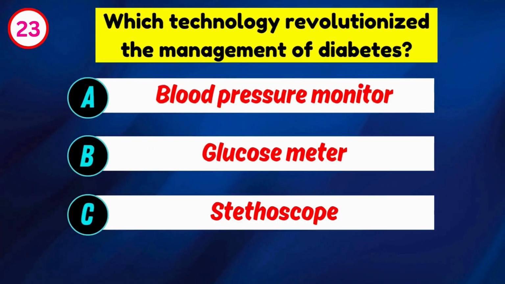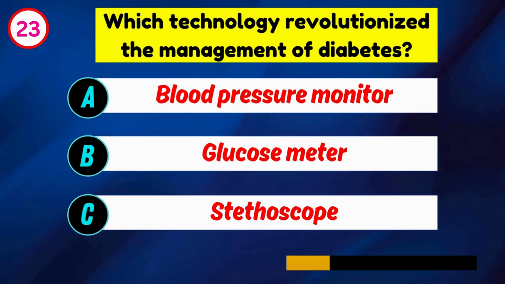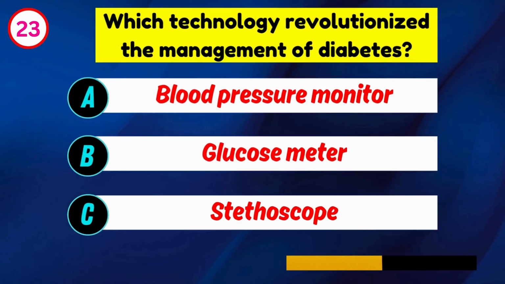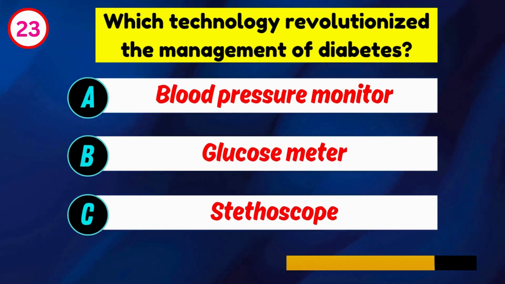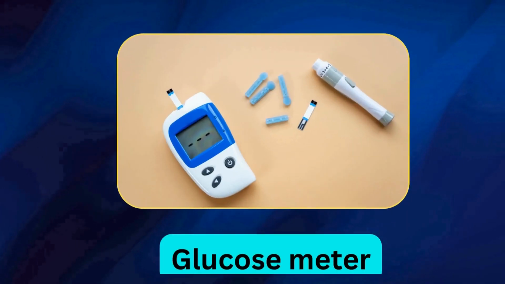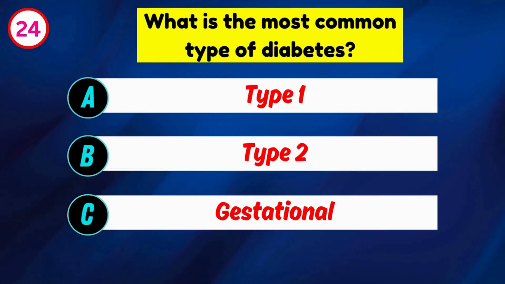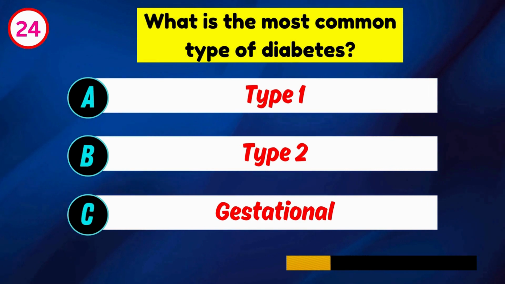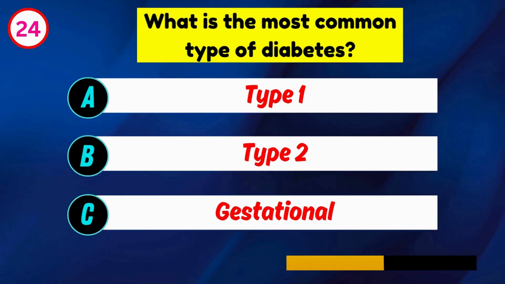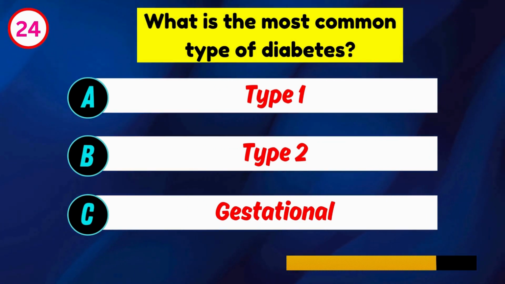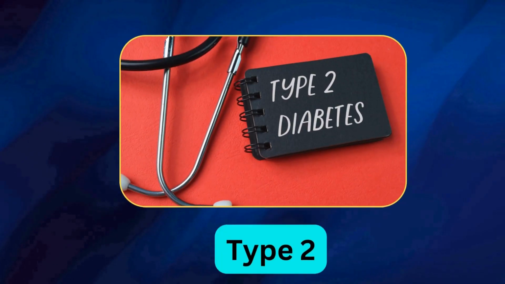Which technology revolutionized the management of diabetes? Blood pressure monitor, glucose meter, stethoscope. Glucose meter. What is the most common type of diabetes? Type 1, Type 2, gestational. Type 2.